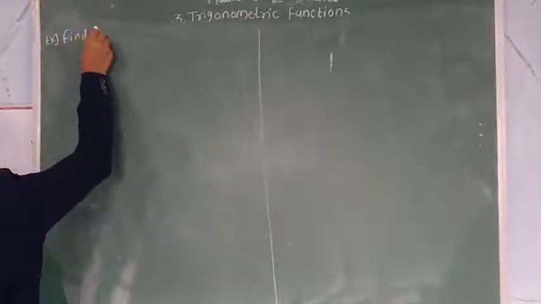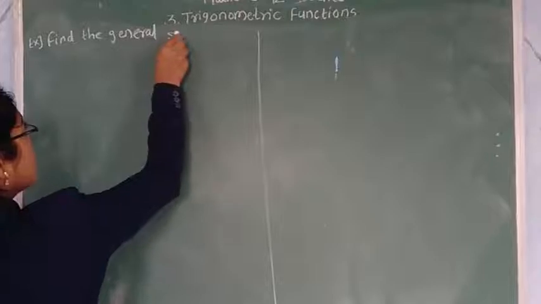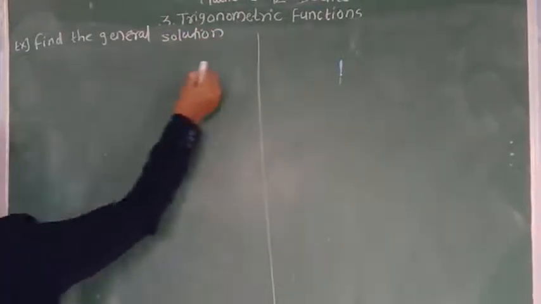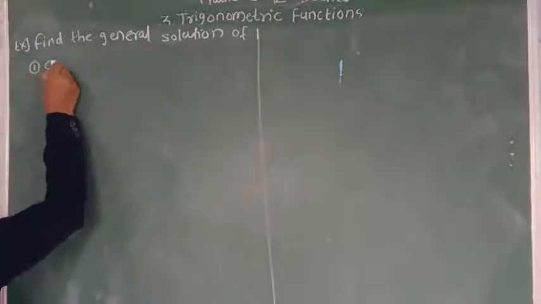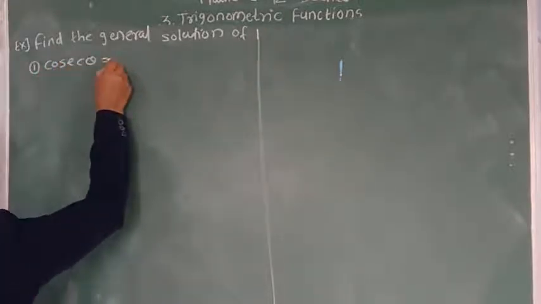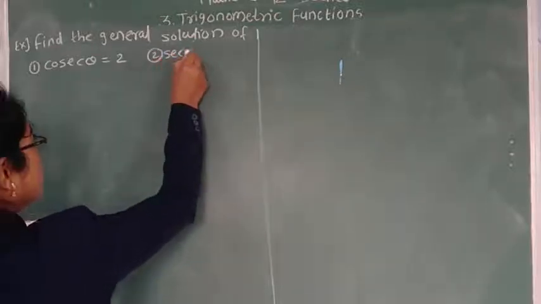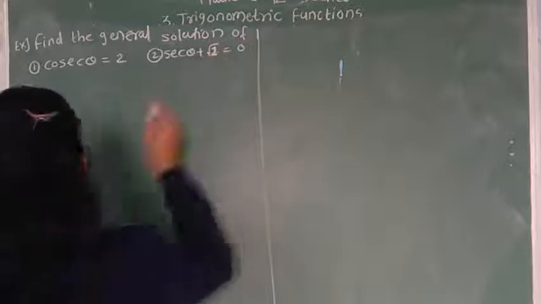Next example is: find the general solution of cosec theta is equal to 2 and sec theta plus root 2 is equal to 0.